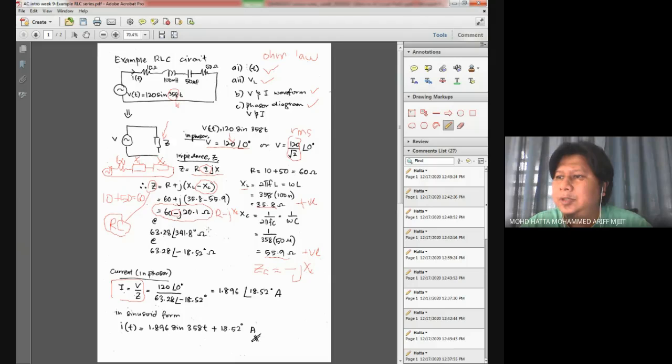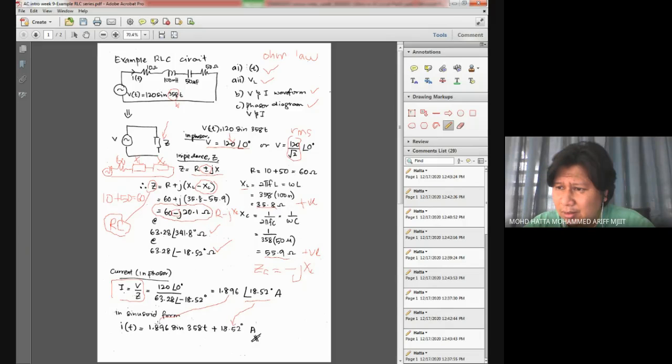This is Z in rectangular form, and you can always write it in polar form, whether using this value or using this value. But I would suggest you use this negative value because it is easier for you to later analyze the phase difference between voltage and current. And as usual, to calculate the current, we use Ohm's law. And when you write it down in sinusoid form, the angle should be here.